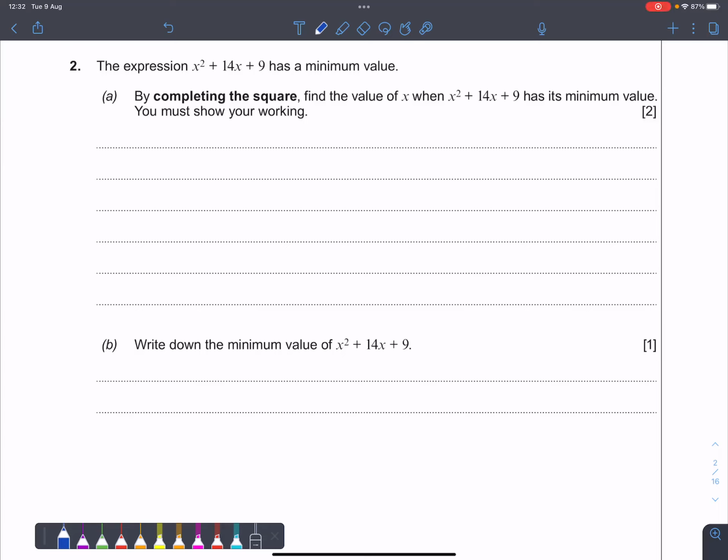Okay, this is question 2 on the WJC Additional Maths paper from June 2015. So, the expression x squared plus 14x plus 9 has a minimum value. We should know that because it's a quadratic, and a positive quadratic will come down, hit the lowest point and go back up. So this value here is the minimum.